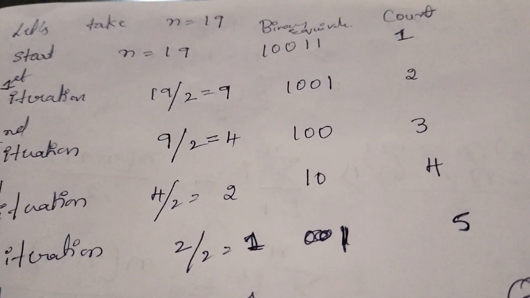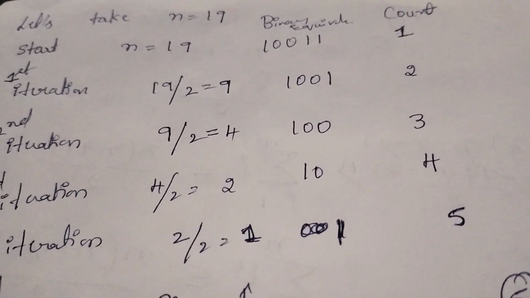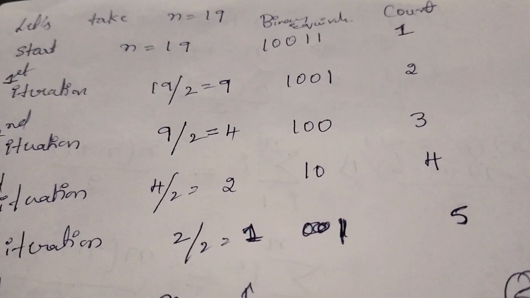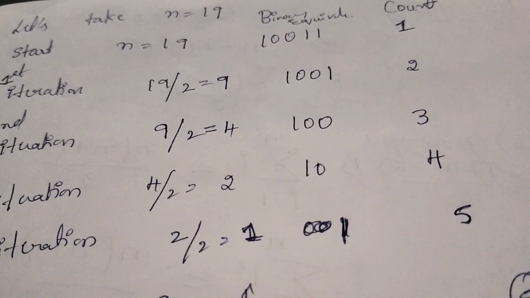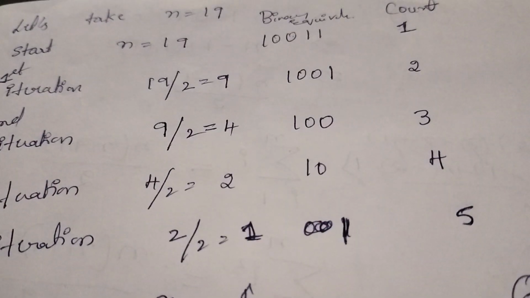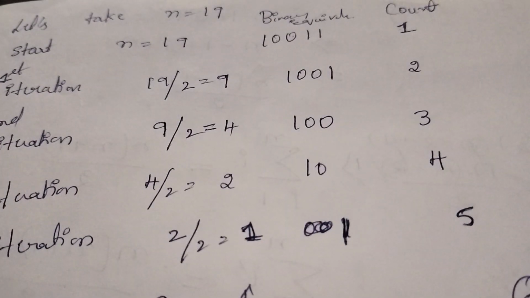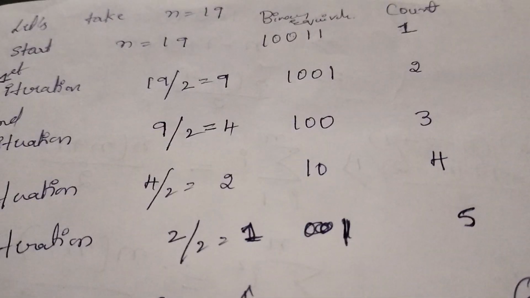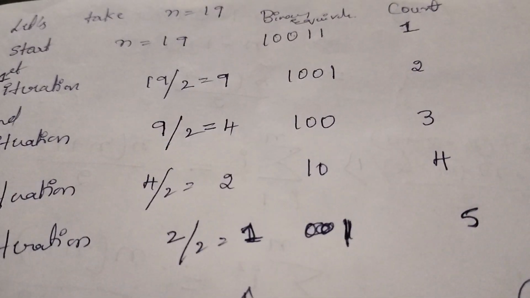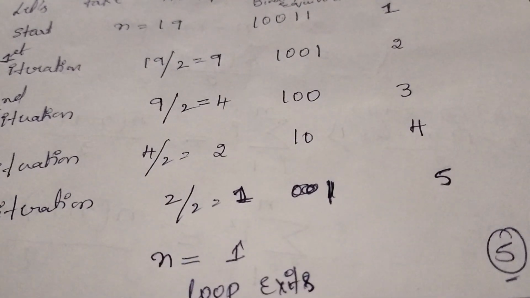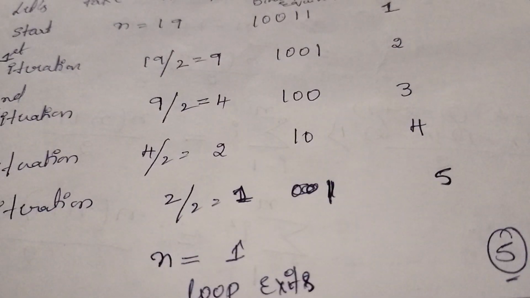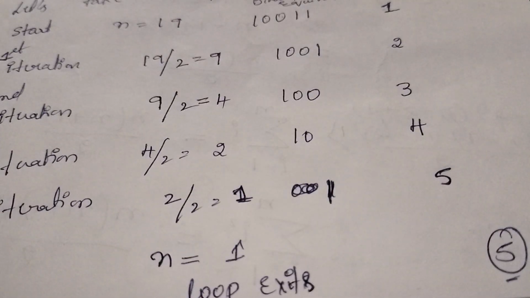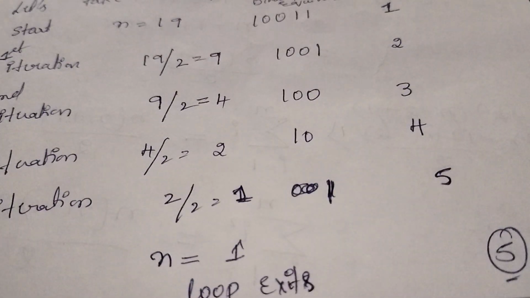Good afternoon, everyone. So, the next algorithm related to mathematical analysis of non-recursive algorithms is binary. The problem is like this: the algorithm to find the number of binary digits in the binary representation of a positive decimal integer. So we should take one positive decimal integer, find its binary representation, and then see how many binary digits we get out of it.